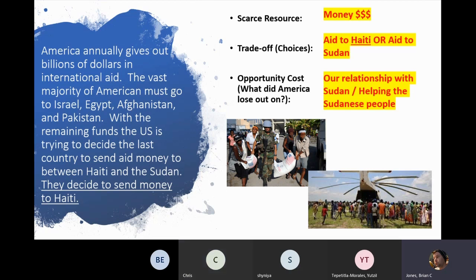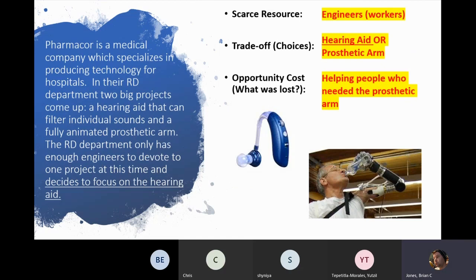All right. Yeah. So gaining allies, our relationship with the Sudan, helping the Sudanese people. We don't get any benefits because we didn't help them. We didn't give them any aid. So maybe that hurts our relationship with them. And then we didn't get to help the people there in the Sudan. So we lost that opportunity. All right, next scenario.